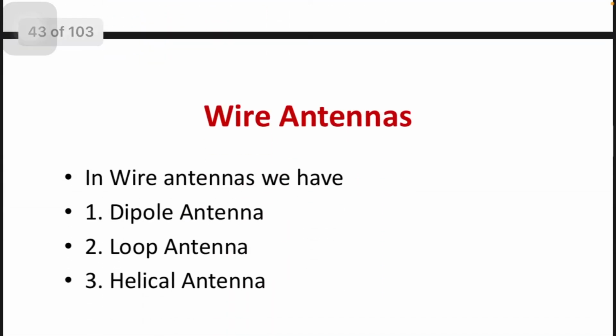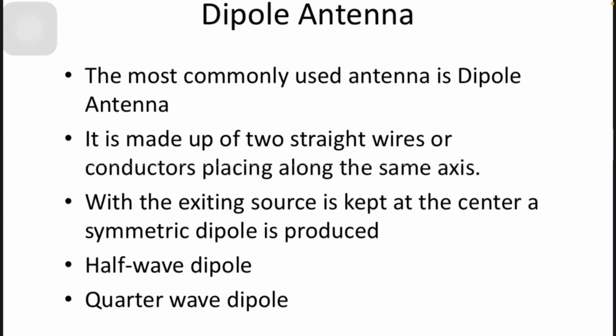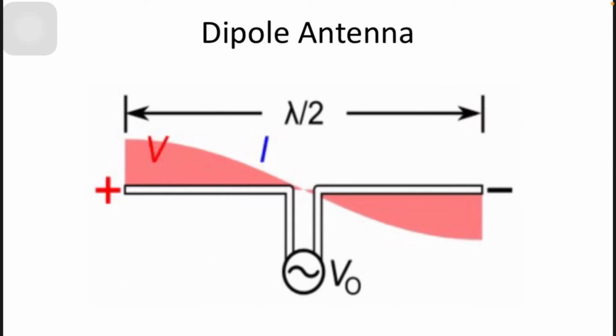And then wire antennas. In wire antennas, we have dipole antenna, loop antenna, helical antenna. Dipole antenna. The most commonly used antenna is the dipole antenna. It is made up of two straight wires or conductors placed along the same axis, with the source kept at the center. A symmetric dipole is produced. Half wave dipole and quarter wave dipole are there in dipole antenna. This is the structure of dipole antenna.